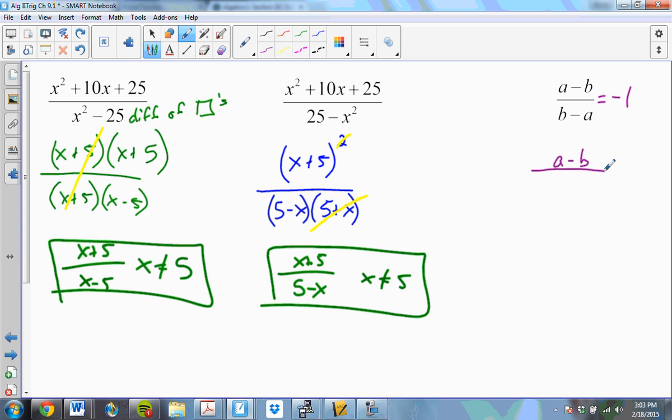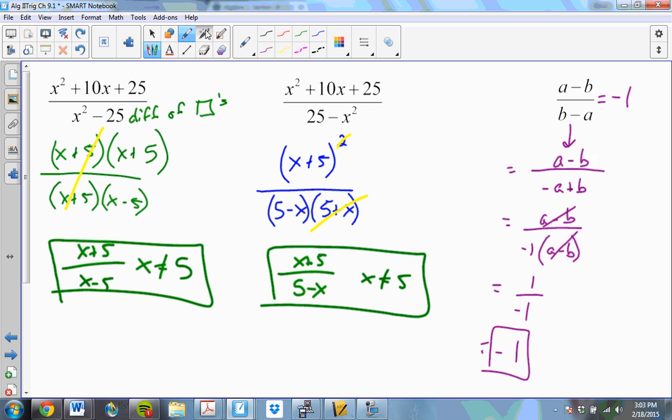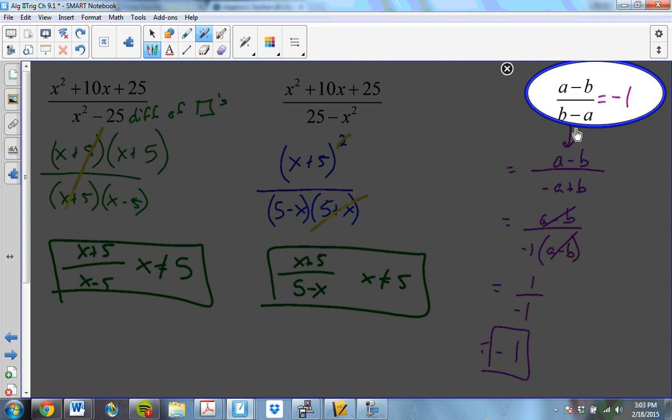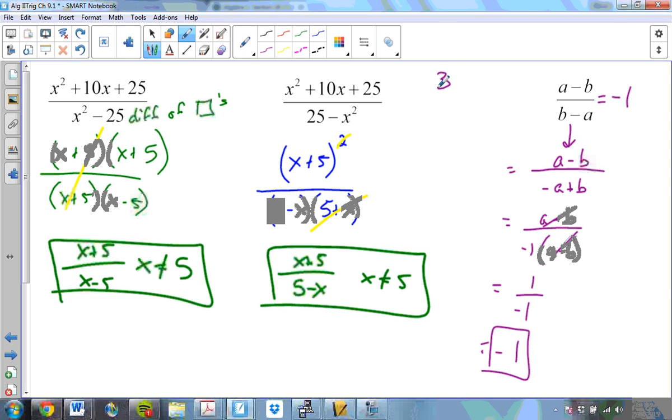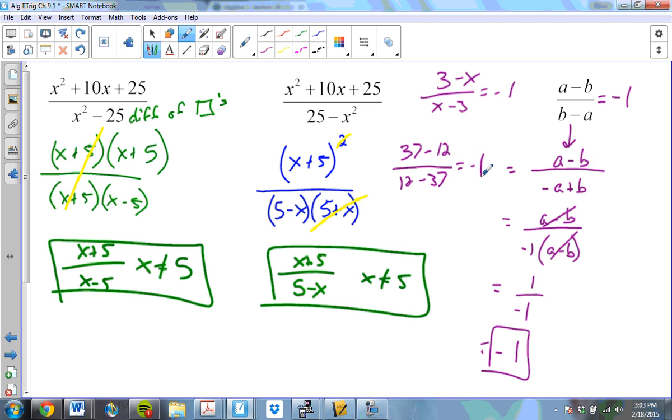If I take the b minus a and I switch it, I get -a plus b. Well, then I just switch the order these things came in. Then I can flip around the stuff on the bottom. I'm sorry, I can factor a -1 out of the bottom, and that becomes a minus b. And the a minus b's cancel, and I get 1 over -1, which is just -1. It's a very important thing to see, this relationship. If you have a minus b over b minus a, it just equals -1. That would hold true if I had something like 3 minus x over x minus 3, that's just -1. Or 37 minus 12 over 12 minus 37, if you would actually calculate that, you would get a -1.